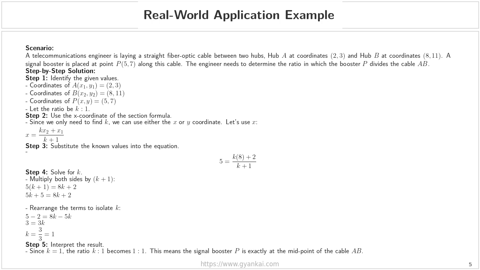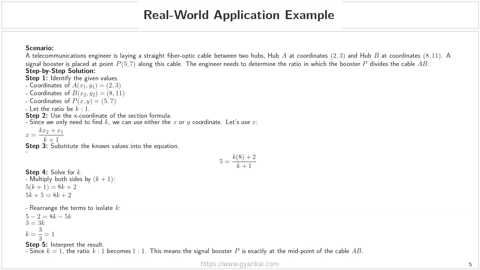Finally, in step 5, we interpret what this number actually means. Since we found that k equals 1, our ratio of k to 1 becomes 1 to 1. In practical terms, this tells the engineer that the signal booster is placed exactly at the midpoint of the cable between Hub A and Hub B. As we move to the next slide, I'll point out some common pitfalls to watch out for when performing these types of calculations.